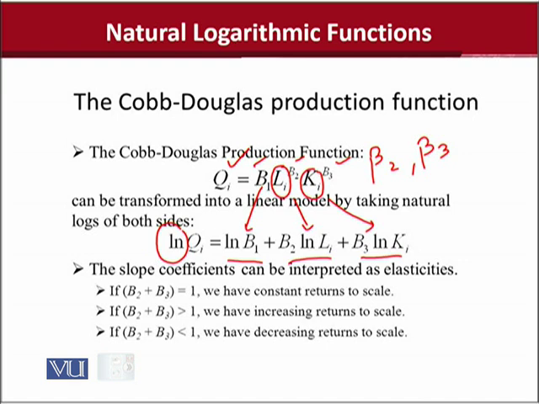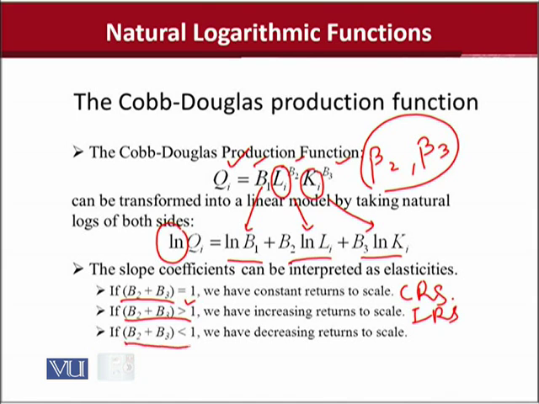And these parameters, they have their own interpretation as the Cobb-Douglas production function requires. It says that if the sum of these two parameters is equal to 1, we can expect CRS from the production function, which is constant returns to scale. And if the sum is greater than 1, then increasing returns to scale. And if beta 2 and beta 3 sum up to a value which is less than 1, we can expect DRS, that is decreasing returns to scale.